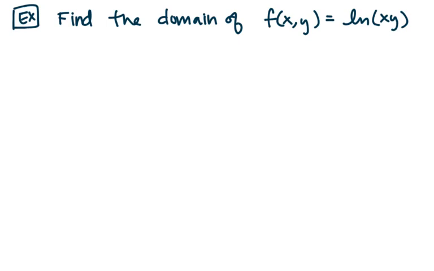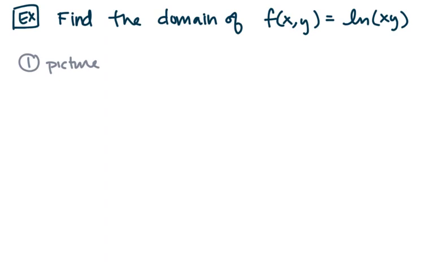f of x y equals the natural log of the product of x times y. So we have both an x and a y as independent variables in our function. There are two ways that we can think about this. Sometimes there are more than two ways, but in this situation, we're going to think about it with a picture, right? So the first way we'll think about this would be with a picture.